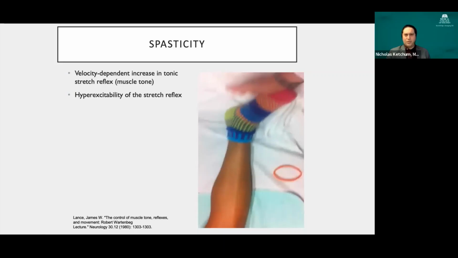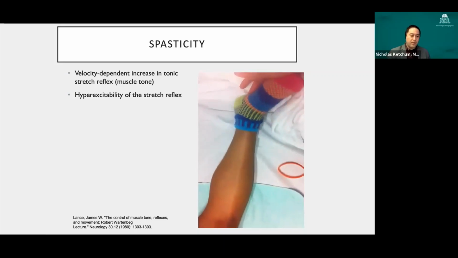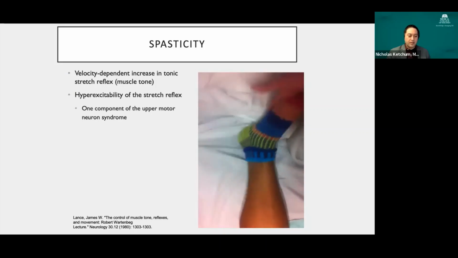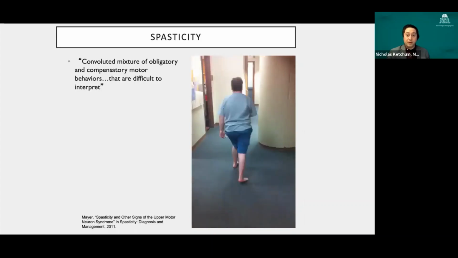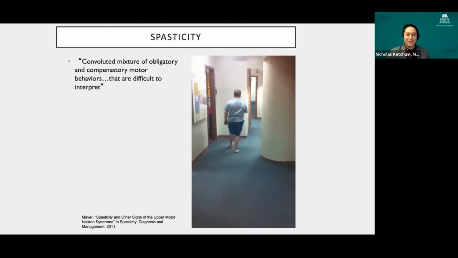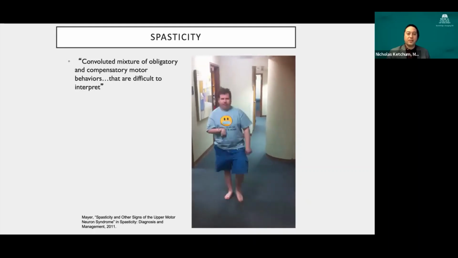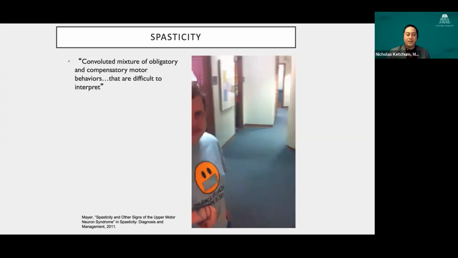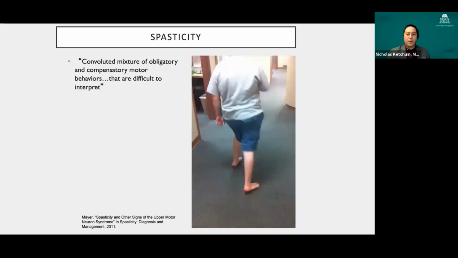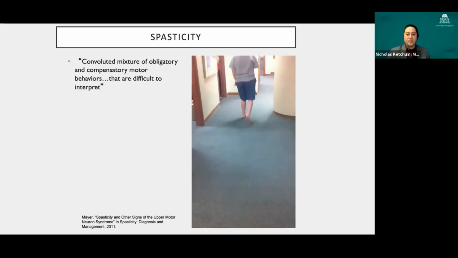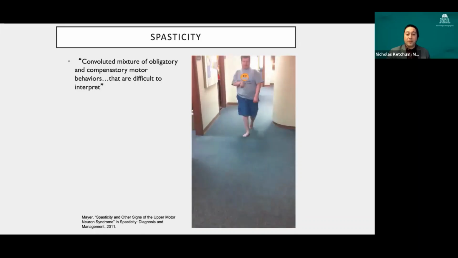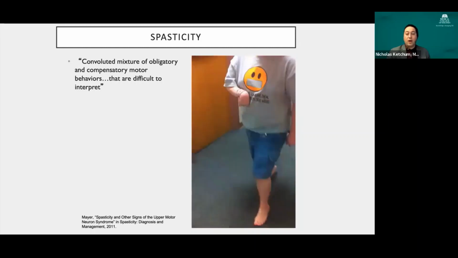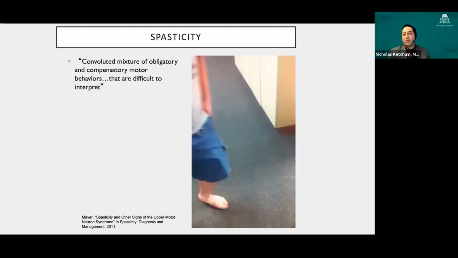Now, this is the most widely used definition for spasticity, as we know. But more recently, Nat Mayer, in a group of the Spasm Consortium in Europe, discussed the fact that maybe the muscle stretch reflex, the velocity-dependent increase in that stretch reflex, is too limited of a definition to talk about things that are part of what we consider spasticity. And so we look at spasticity as being a convoluted mixture of obligatory and compensatory motor behaviors that are difficult to interpret. And there's also overactivity, not just with velocity, but at rest as well.